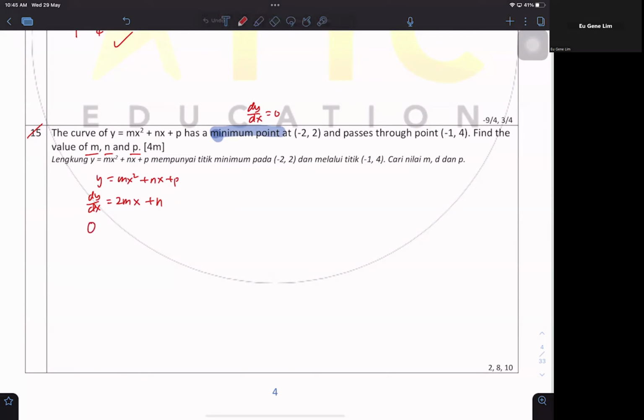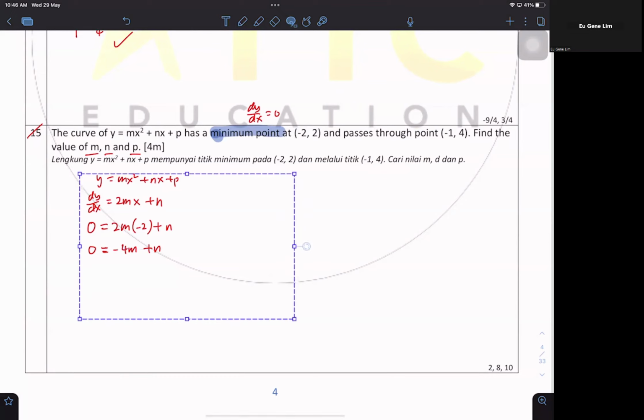Then you sub. dy/dx is 0, and at the same time, the x is -2. So that's the first equation that we got.